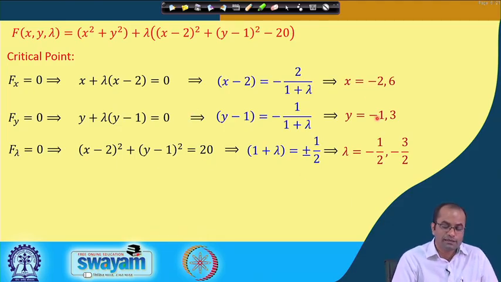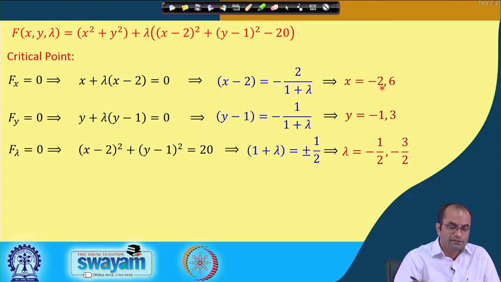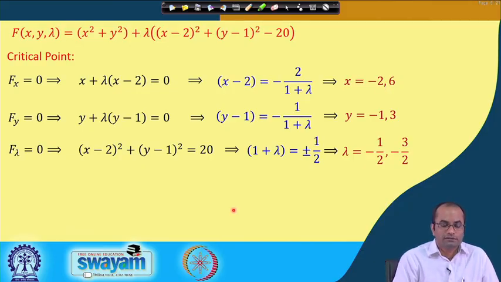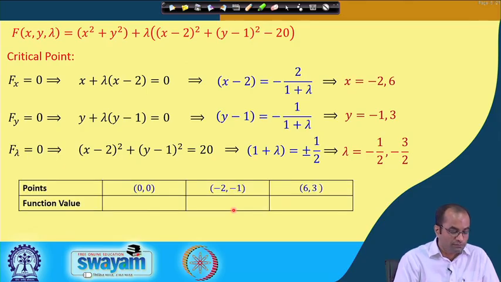So, minus 2, minus 1 and minus 1 by 2 is one point, another one is 6, 3 and minus 3 by 2. So, naturally we will take just the x y points, because we want to compute the value of the function at the x y point. So, we have 3 points, one was in the interior, that is the 0 0 point, and 2 points we got here, minus 2, minus 1 and 6 comma 3. These are the 3 points.